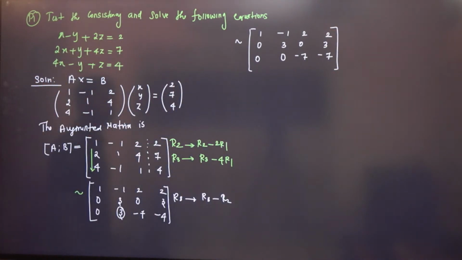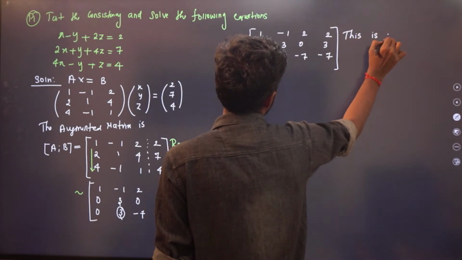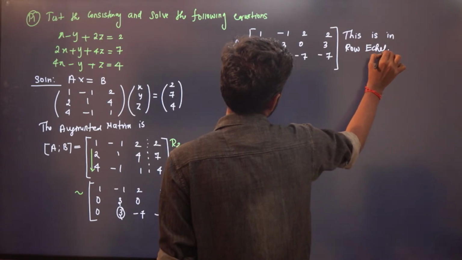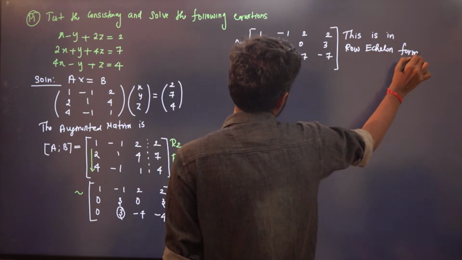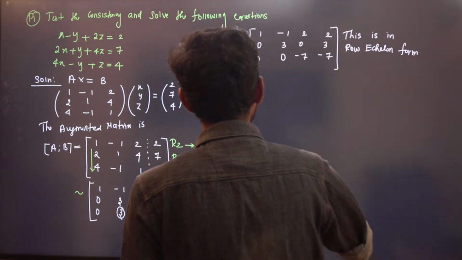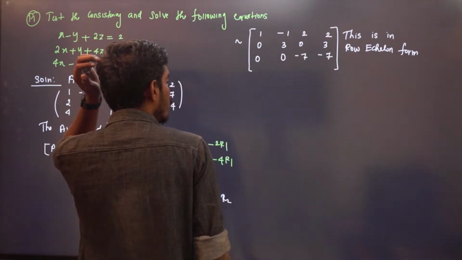Now this is in row echelon form, right? This is in row echelon form. Yes or no? So first row, first non-zero element, below that everything is 0. Second row, first non-zero element, below that everything is 0. Third row, first non-zero element is minus 7, below there is nothing.